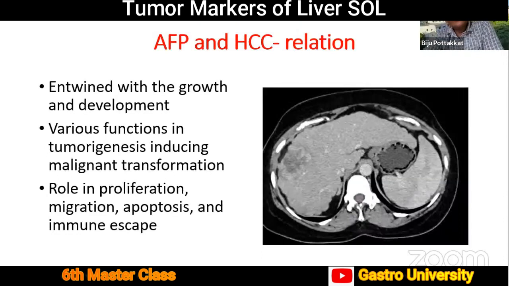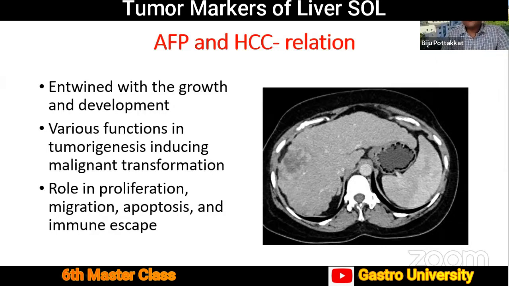The relation between AFP and HCC is directly linked with the growth and development of the tumor. For example, AFP-negative tumors grow slowly. And not only growth and development, there are various functions inside the tumor, and that's how the patient ultimately dies. There is proliferation, migration, apoptosis, immune escape. All these phenomena are highly influenced by the presence of AFP.